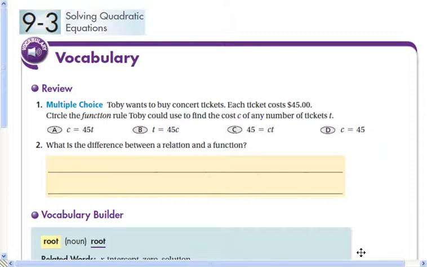Hey students, this is lesson 9.3. So we're going to learn how to solve quadratic equations a couple of different ways. One way is by doing the square root. The other way is by looking at a graph. Go ahead and do this vocab section and you can check back with your answer.